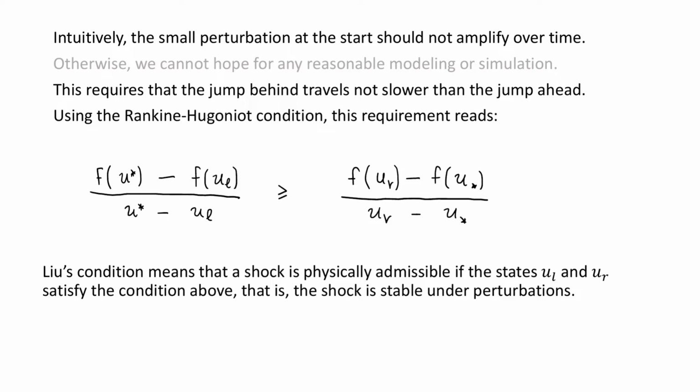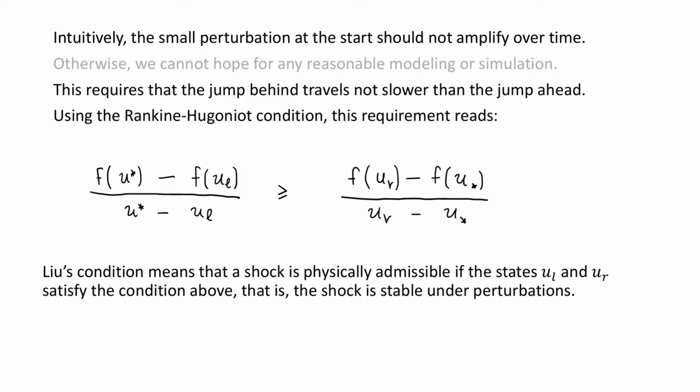That can be expressed, of course, in terms of the RH condition, since the RH condition always computes the shock speed. We have that (f(u*) minus f(u_L)) divided by (u* minus u_L) must be greater or equal to (f(u_R) minus f(u*)) divided by (u_R minus u*). This is known as Oleinik's entropy condition.